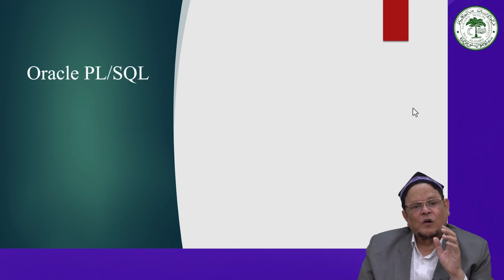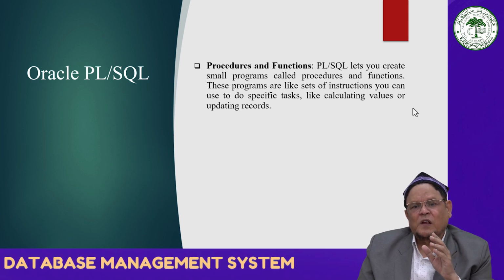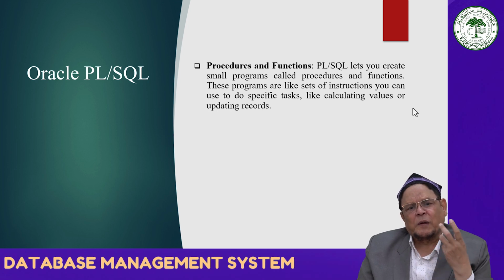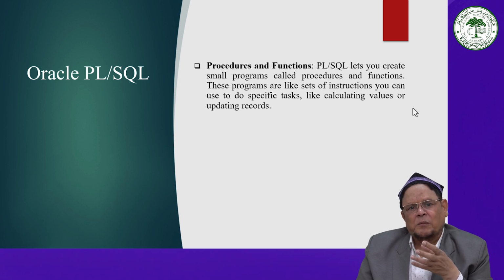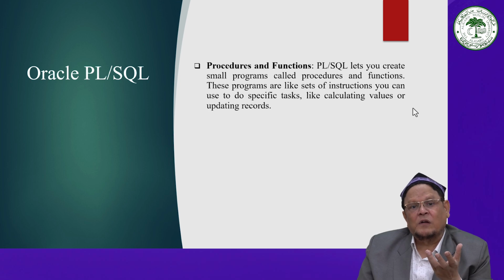Then we'll discuss Oracle PL/SQL. Oracle PL/SQL procedures and functions. In PL/SQL, you create small programs called procedures and functions. These programs are like a set of instructions you can use to do specific tasks, like calculating a value, updating a sum, or finding a prime number. You can define your own procedures or functions. The basic difference between a procedure and a function: a procedure will not return a value, while a function will return a value.